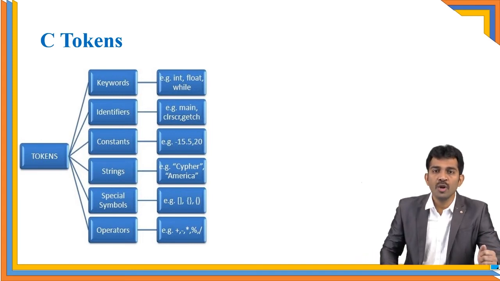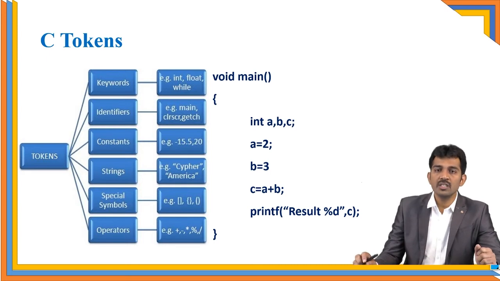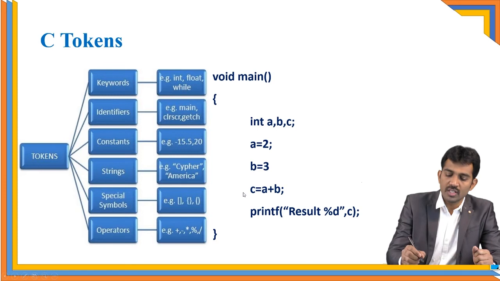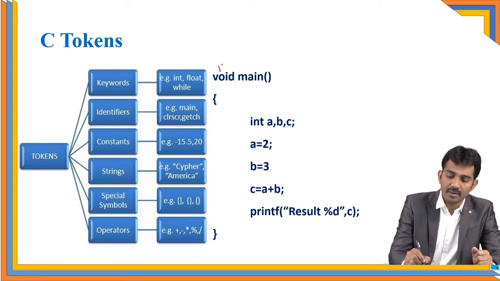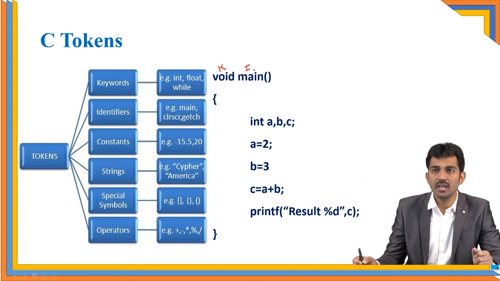Now I'm going to give one small program. Our task is to identify what the tokens are in the given program. Observe clearly. I'm going to represent them one by one here. See, void. Void is one word, right? So this is one token. What kind of token is it? This is the keyword token. Main. Main comes under the identifier.